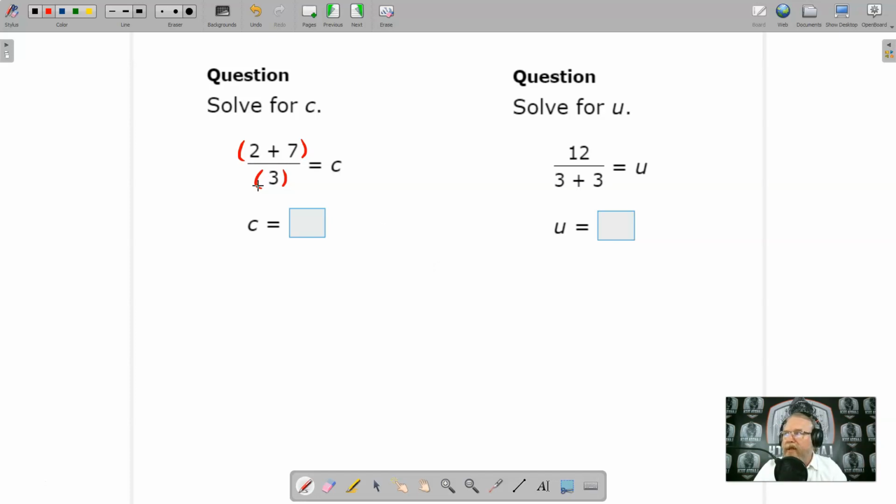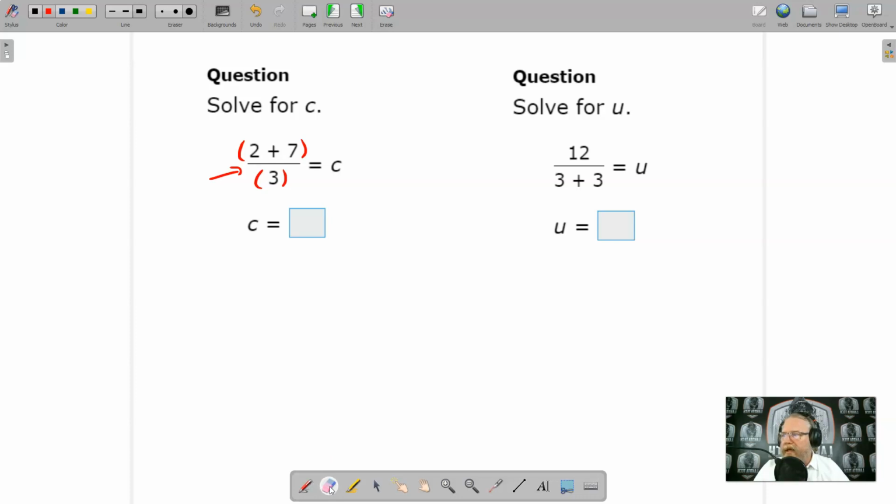Why do I say division? Because every fraction is indeed a division problem. You could almost read the fraction bar as a divide sign. I could rewrite this as the quantity of 2 plus 7, because the numerator has to be simplified first, divided by 3 in this case. The numerator gets divided by the denominator.